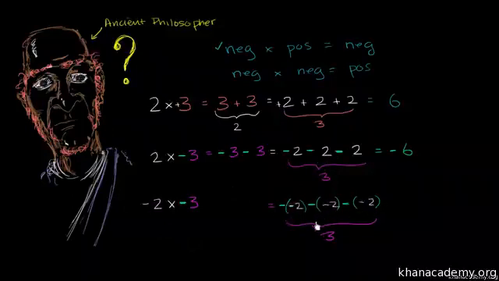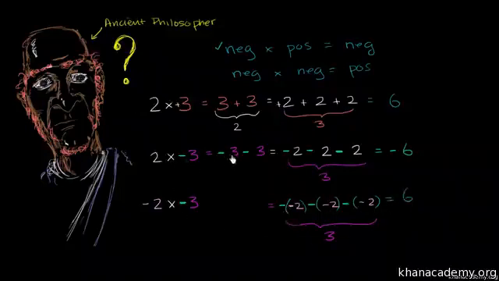And we know from subtracting negative numbers, we've already built this intuition that subtracting a negative is like taking away someone's debt. It's the same thing as adding a positive. And so this is going to be the same thing as 2 plus 2 plus 2, which will once again give you positive 6.